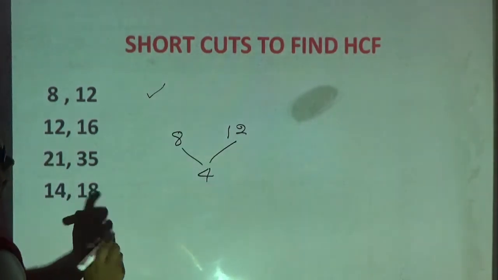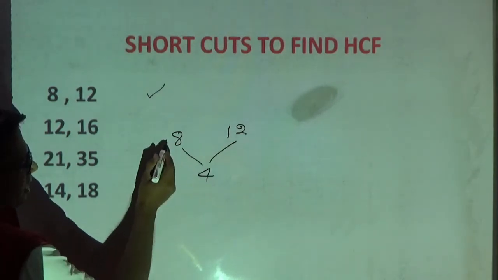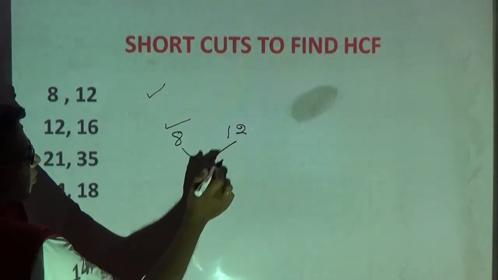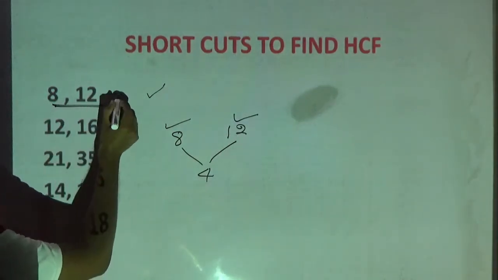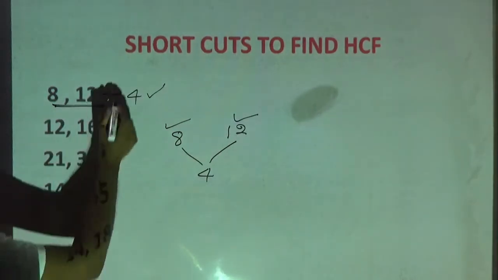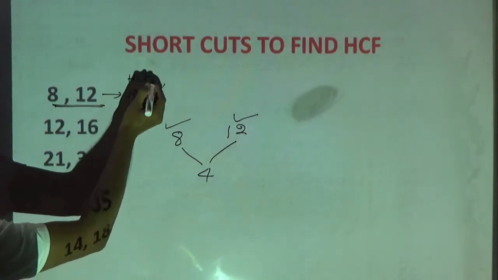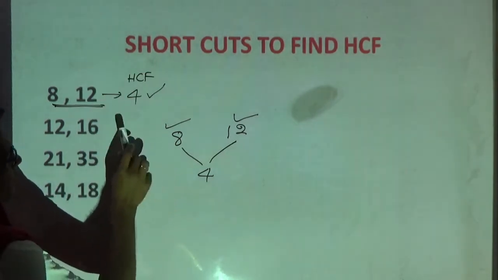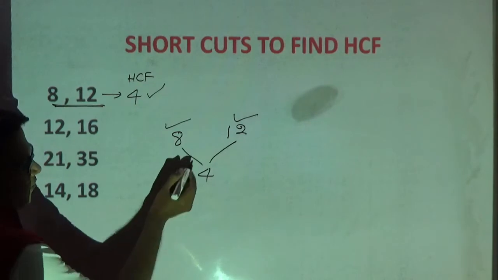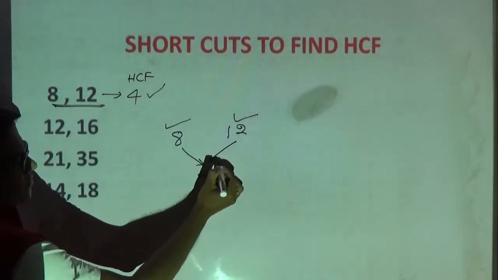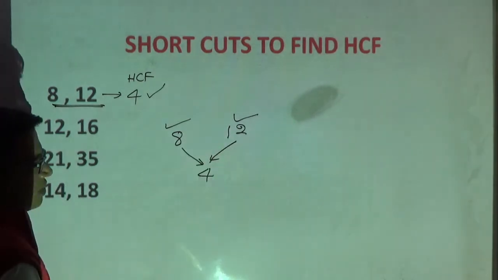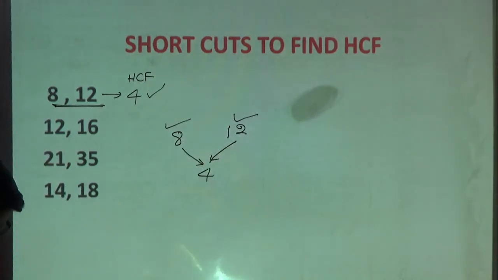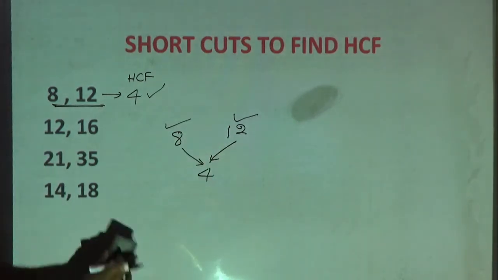See, what is the difference of 8 and 12? 4. Now, please check: 4 will divide 8. Yes. And 4 will divide 12. Yes. Therefore, the HCF of 8 and 12 is 4. So, how quickly I am finding? Find the difference: 12 minus 8 is 4. Now you check: 4 is going to divide 8, yes, and 4 is going to divide 12, yes. Therefore, the highest common factor is 4.